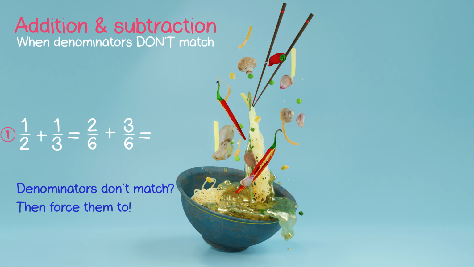If this was subtraction, we would subtract them. The same rules apply to subtraction and addition. 3 plus 2 equals 5, so our answer is 5/6. It doesn't simplify any further.